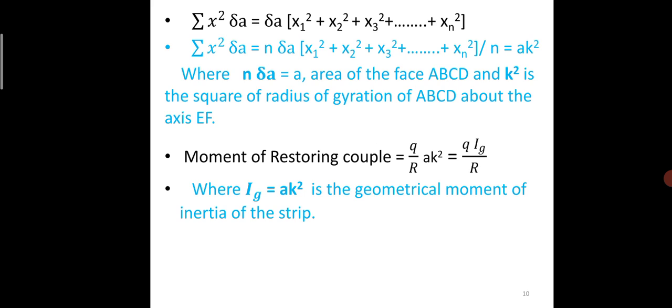And k square is equal to x1 square plus x2 square plus x3 square plus up to xn square divided by n, which is the square of radius of gyration of ABCD about the axis EF. Then the moment of restoring couple is equal to Q by R into A k square, and it is equal to Q by R as it is, and A k square is given by Ig, where Ig is called as geometrical moment of inertia of the strip.